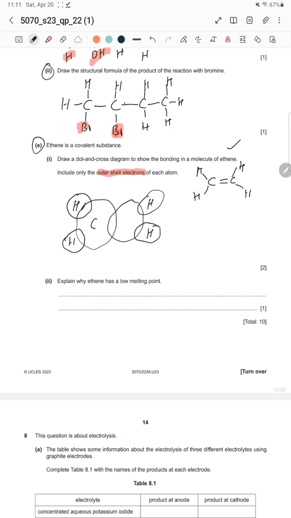Now carbon shares 4 electrons. Let us represent the electrons from the carbon with a cross. So here it will be a cross. 1 hydrogen can share 1 electron. So we can represent the electron of hydrogen with a dot. So carbon here shares 2 electrons with another carbon. So this is how you will draw the dot cross structure of ethene.